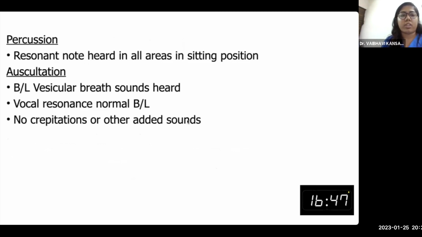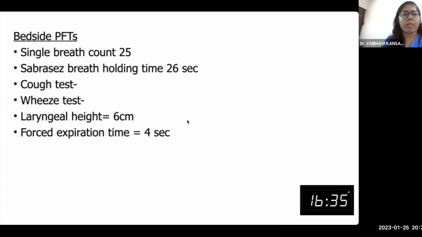On percussion, resonant note in all the areas in the sitting position. On auscultation, bilateral vesicular breath sounds heard, vocal resonance normal, no crepitation or other added sound was found. On the bedside PFT, single breath count was 25, breath holding time was 26 seconds, cough test negative, whistle test negative, laryngeal height is 6 cm, and forced expiratory time was 4 seconds.